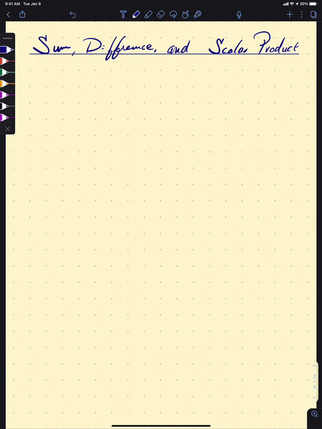But to do this, we'll need a couple of things. We'll need a matrix A. We'll need a matrix B, and we'll need them to be the same shape. Let's say they're m by n matrices.